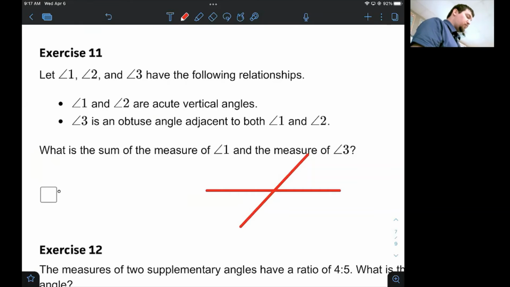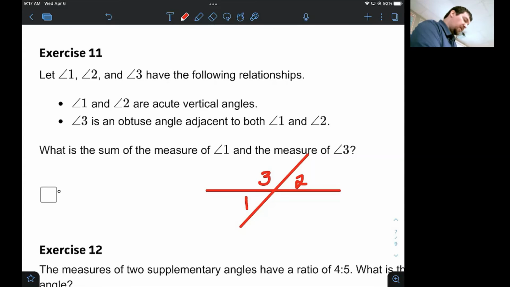Let angle 1 and 2 be the acute vertical angles. Well, vertical angles are opposite from each other. So the 2 acute angles that are opposite from each other are going to be angles 1 and 2. Let angle 3 be an obtuse angle that's adjacent to angle 1 and 2. So I could put angle 3 up top. I could also put angle 3 on bottom and still be adjacent to 1 and 2.